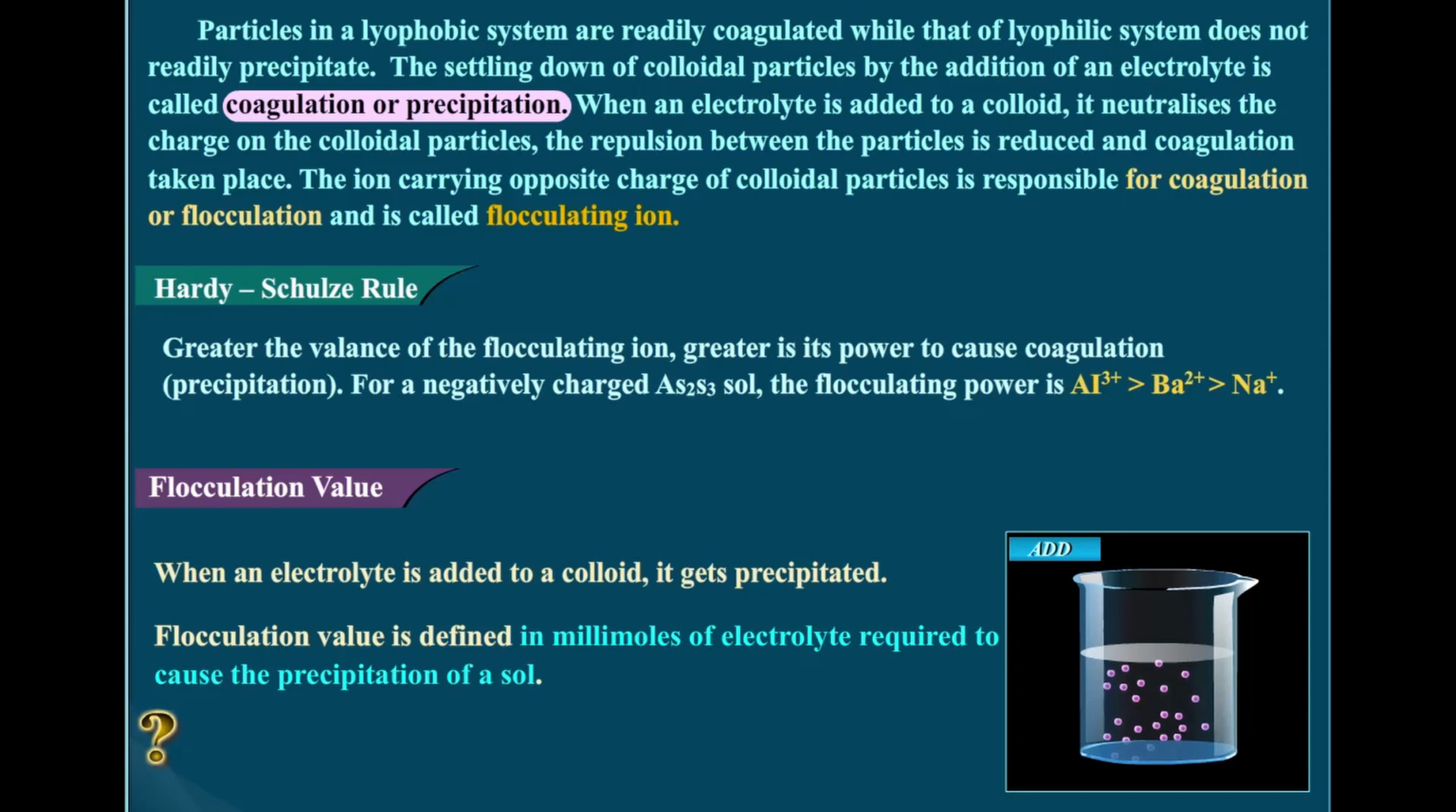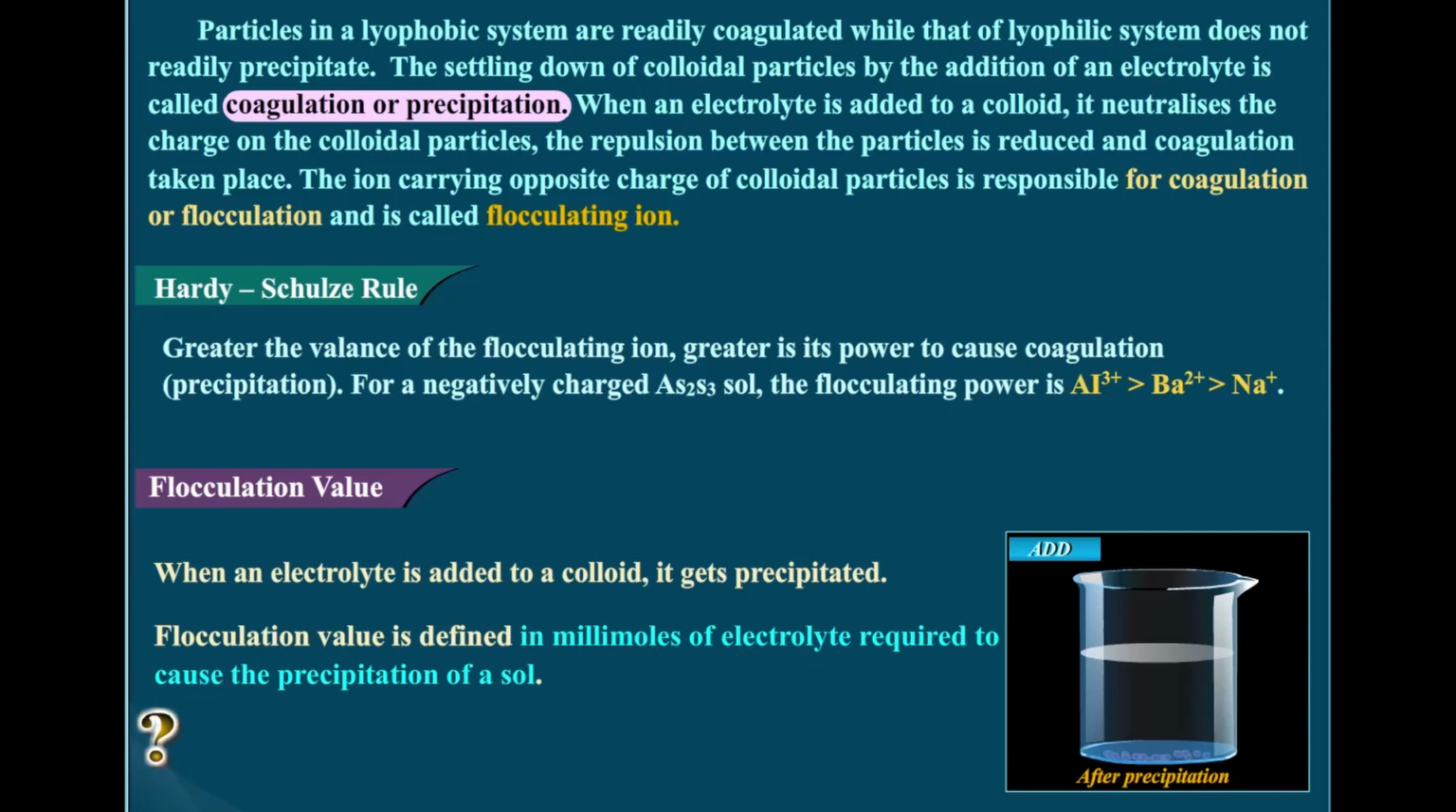Flocculation value. What is flocculation value? It is defined in millimoles of electrolyte. The millimoles of electrolyte required to cause the precipitation of the sol is called the flocculating power. That is, the minimum concentration of an electrolyte in millimoles per liter required to cause precipitation of a sol in 2 hours is called the flocculating value or coagulating value.